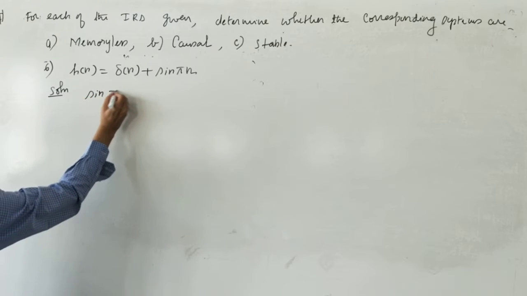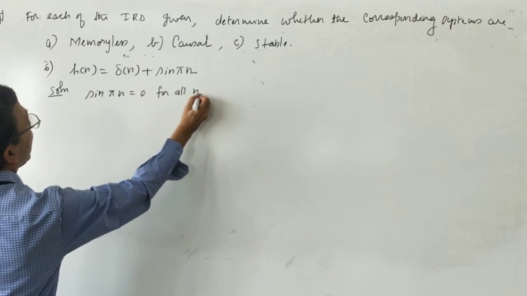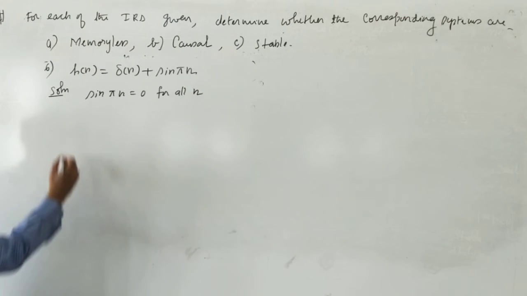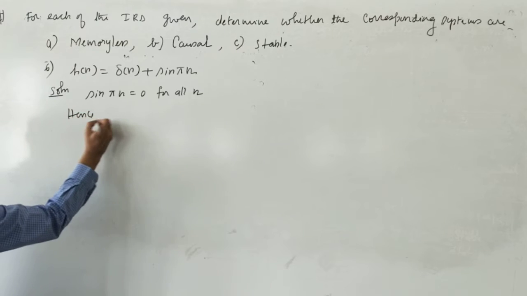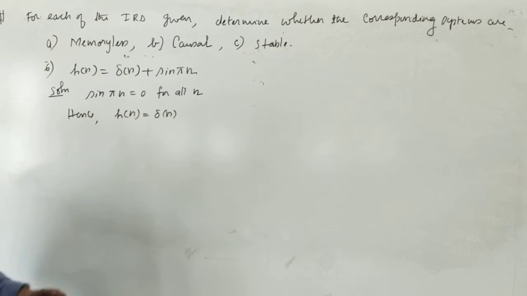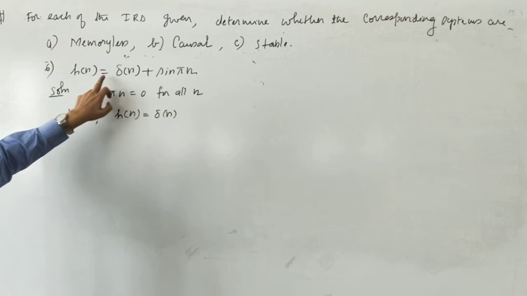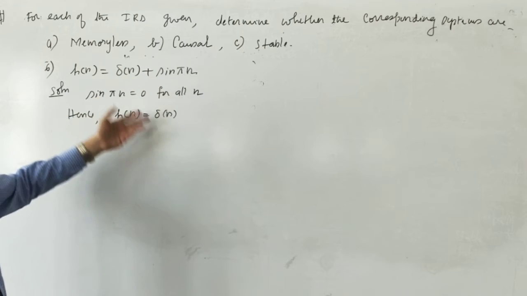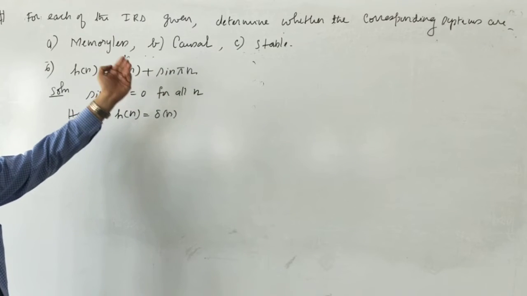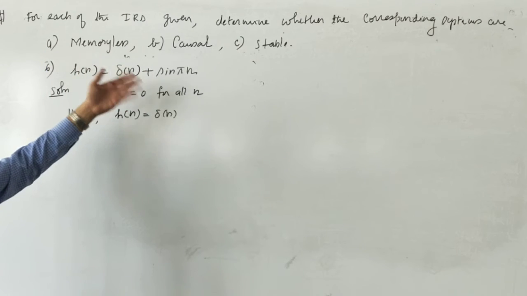Sine pi n equals 0 for all n. Sine pi is 0, sine 2 pi is 0, sine 3 pi is 0. Hence, h of n equals delta of n. In other words, the sine pi n is given in order to confuse you. H of n is delta of n plus 0, which is delta of n only. Because sine 0 is 0, sine pi is 0, 2 pi, 3 pi, sine minus pi 0, sine minus 2 pi 0.